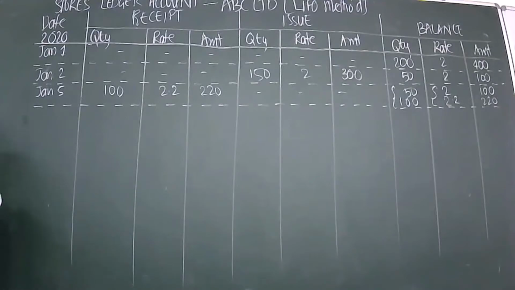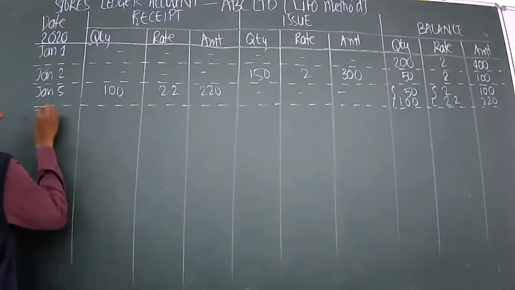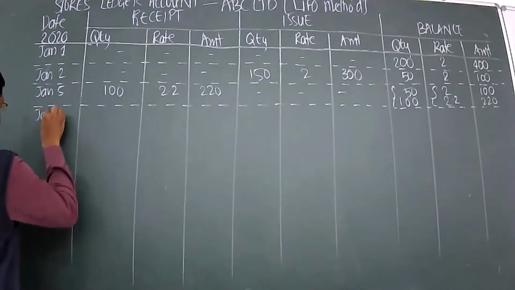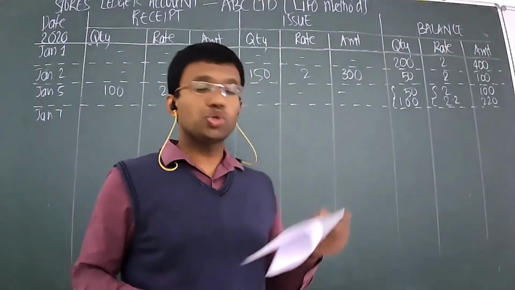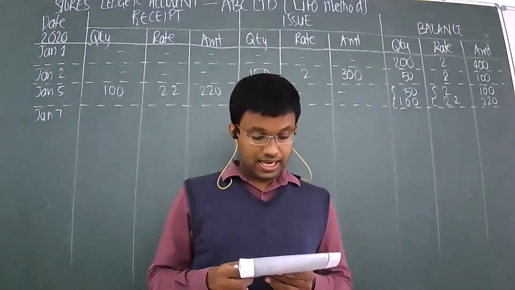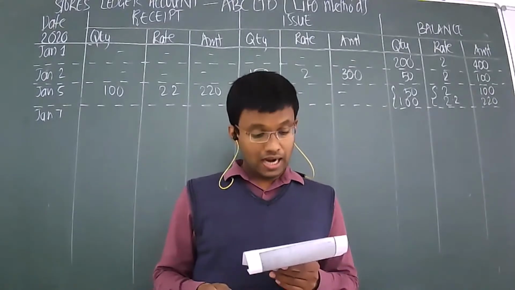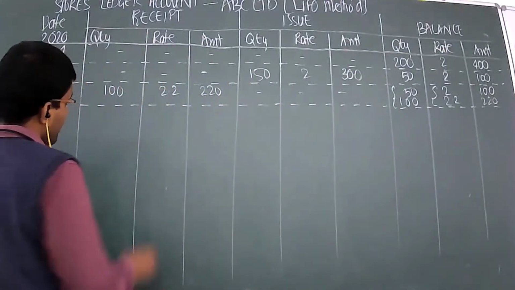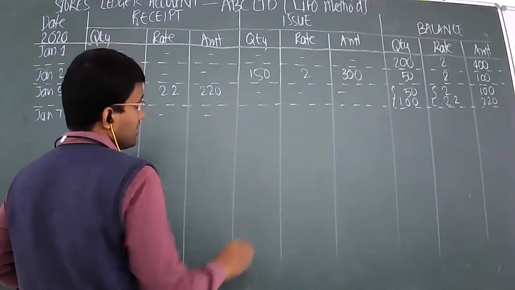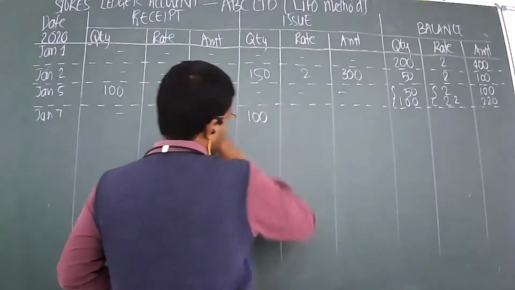Next transaction is on Jan 7th. So Jan 7th, let us look at what is the transaction. Issued 100 units. So on Jan 7th, you have to carry out an issue. Okay, so let's issue this. You will be issuing 100 units.